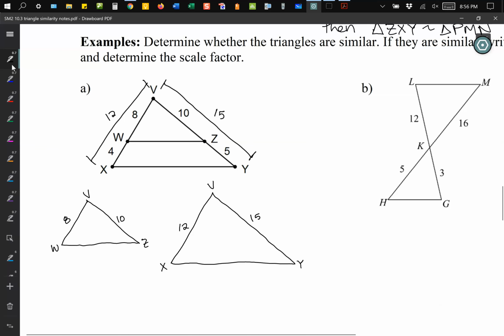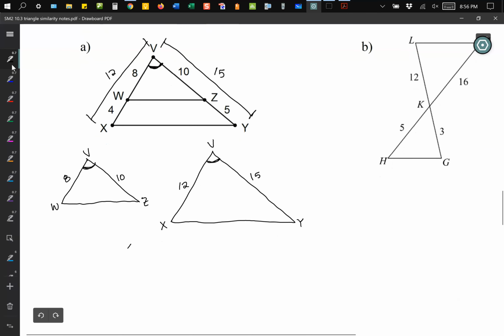Now I've got two sides for each triangle. Do I know any angles that have to be the same in the two triangles? Remember, anytime you have overlapping triangles, there will be one angle that is the same in both triangles. This angle right here, angle V, is the same angle in both triangles. So I know that angle V is congruent to angle V because it's the same angle in both triangles.